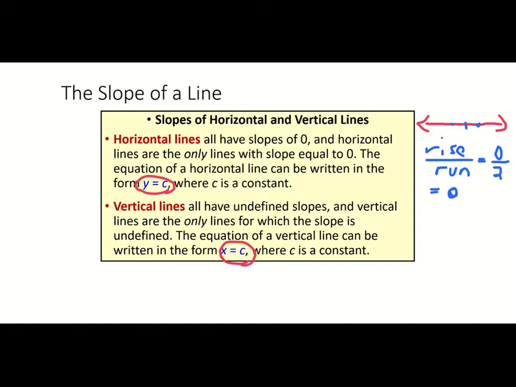For vertical lines, your slope is going to be undefined. Here's a vertical line, and if I were to plot 2 points on that line, one here and one here, again look at the rise over run. I have rise, and we'll say it goes up 2, but I don't have any movement from left to right, so the run would be 0. I can't take 2 and divide it by 0, so the slope of a vertical line, or an x equals line, is always undefined.